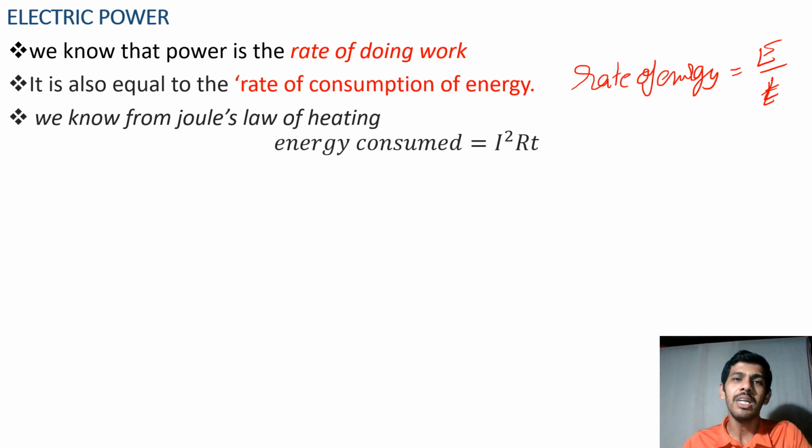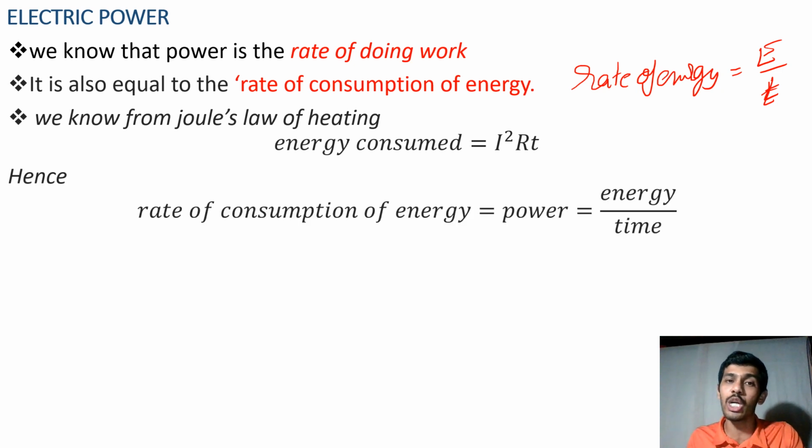So we know from Joule's law of heating, energy consumed is equal to I square R T. Now from this particular formula, how to obtain power? Power is equal to the rate of consumption of energy. Power is equal to energy divided by time, that is E by T. That is nothing but power, which is equal to energy consumed divided by the time.